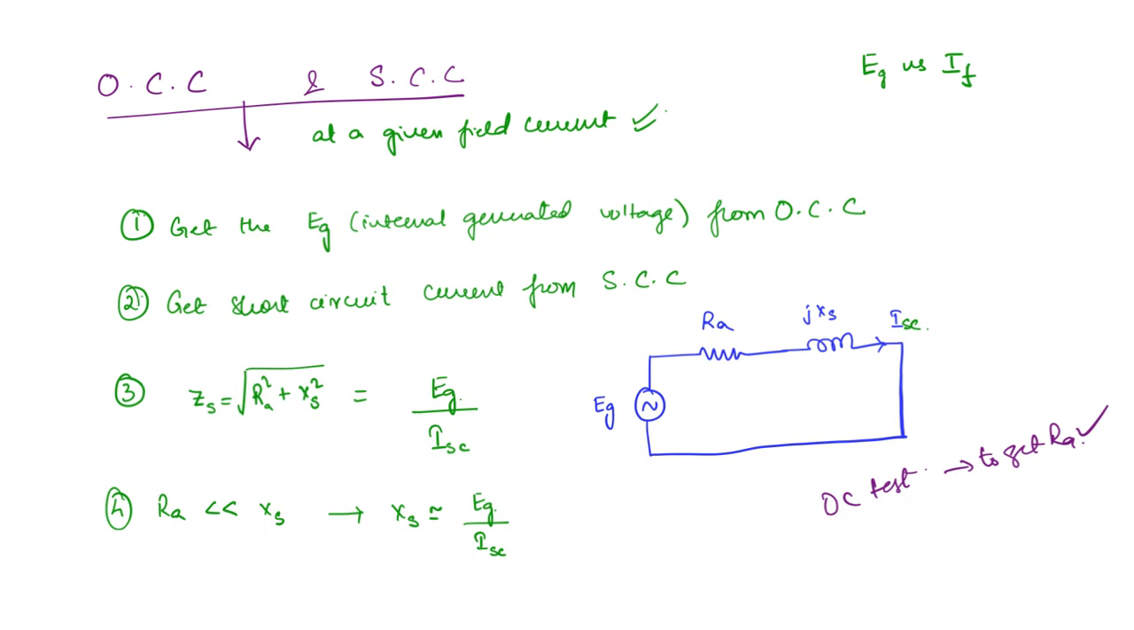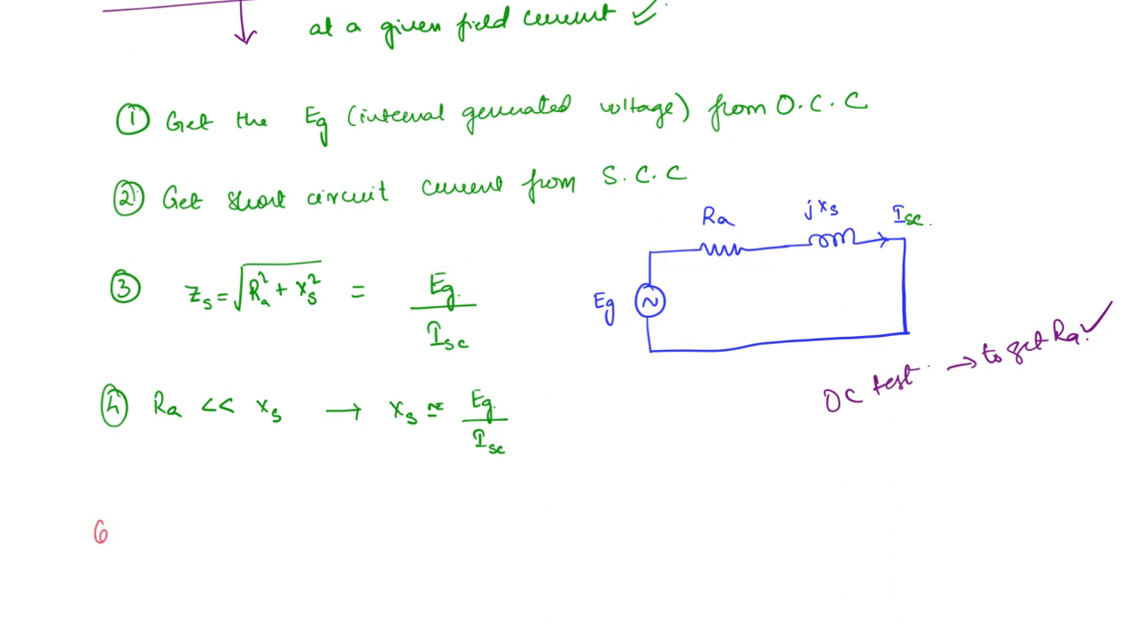Now one word of caution here is, this generated voltage EG that we are getting from the OCC will not exactly be the same as the generated voltage in the short circuit characteristic. Why is that? In the short circuit characteristic, the machine is unsaturated, whereas in OCC it is saturated, right? So that is why there will be a slight difference, but whatever value of synchronous reactance you get is more or less not going to be very different. So this approach is acceptable.